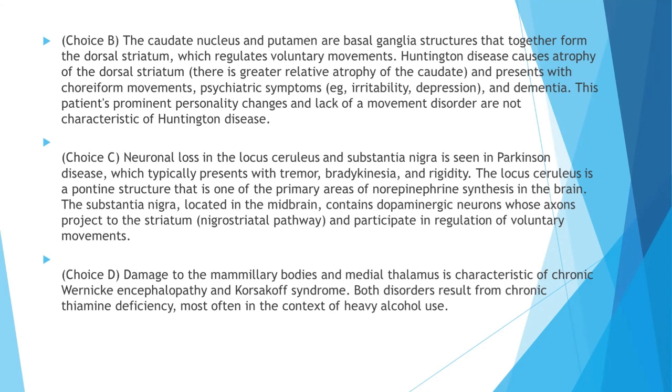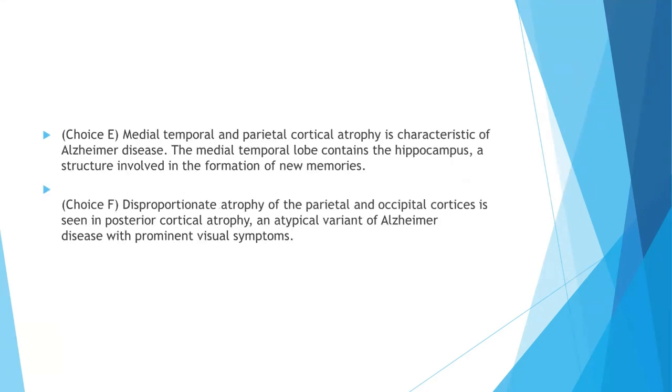Damage to the mammillary bodies and medial thalamus is characteristic of chronic Wernicke encephalopathy and Korsakoff syndrome. Both disorders result from chronic thiamine deficiency, most often in the context of heavy alcohol use. Medial temporal and parietal cortical atrophy is characteristic of Alzheimer disease, and disproportionate atrophy of the parietal and occipital cortices is seen in posterior cortical atrophy, which is an atypical variant of Alzheimer disease with prominent visual symptoms.